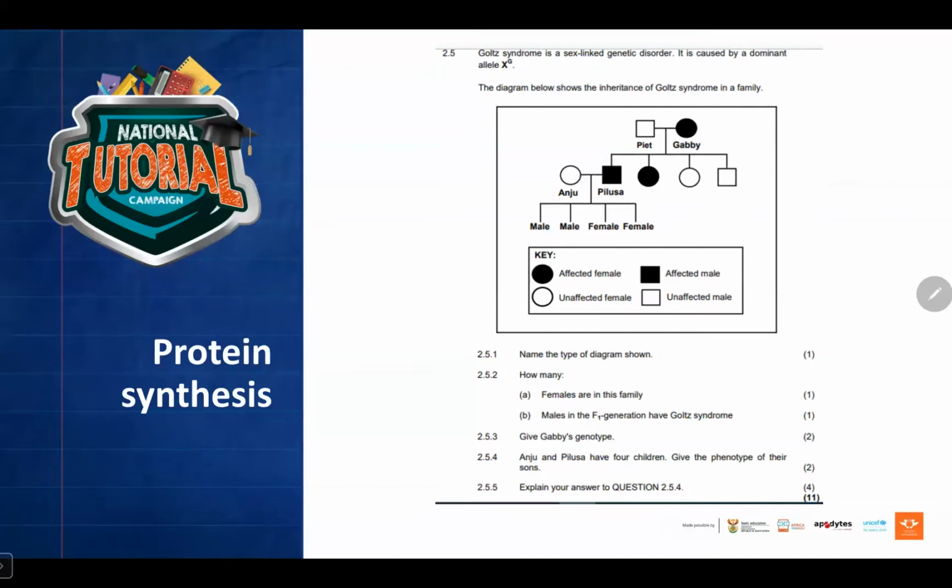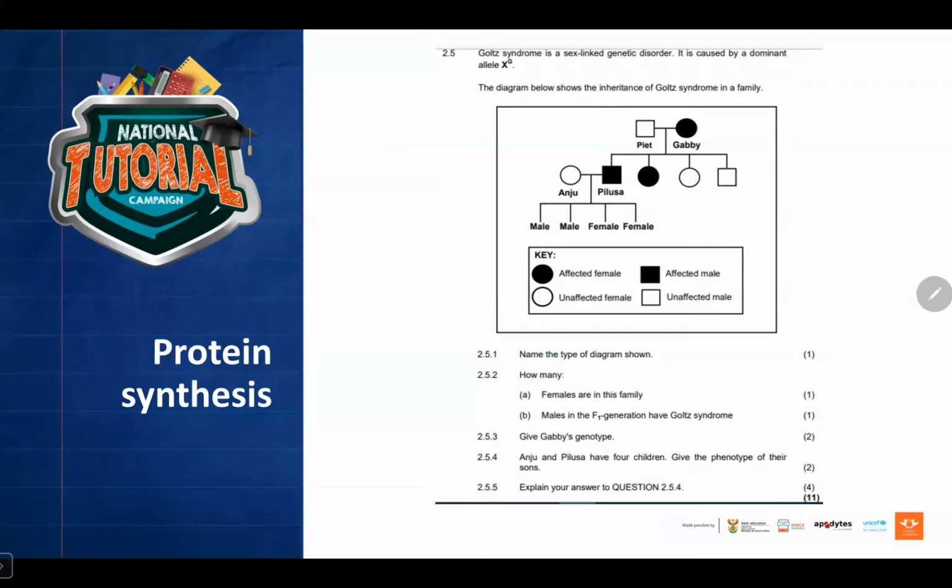2.5.2a. Females, they're asking how many females are in this family. Now, this is easy. We always know females are always indicated by a circle. So you are just going to count all the circles and don't get tricked. They didn't give circles over here, but they have indicated that there are 2 females. So there are altogether 6 females.